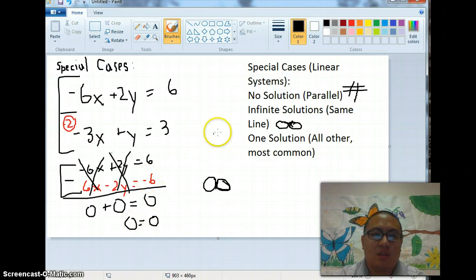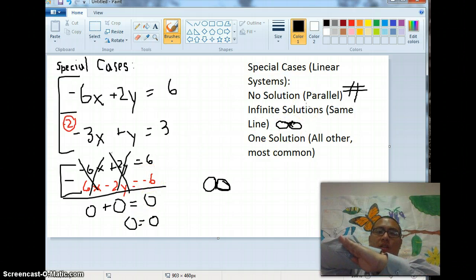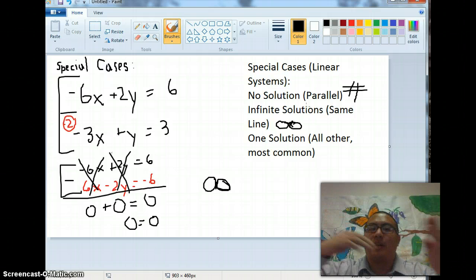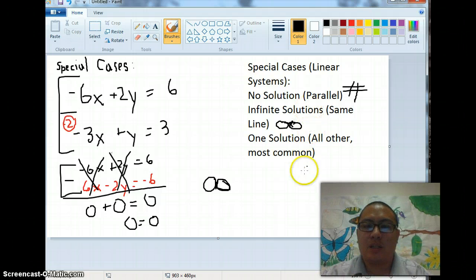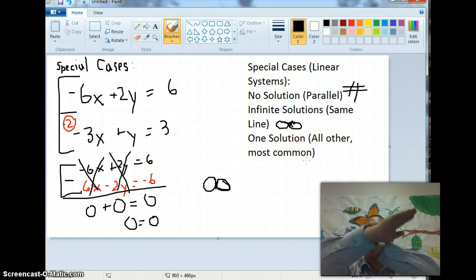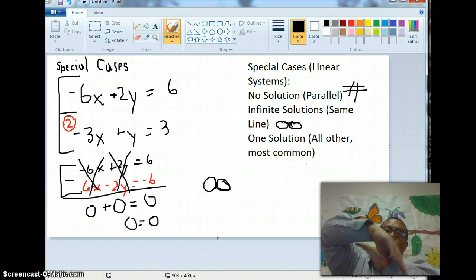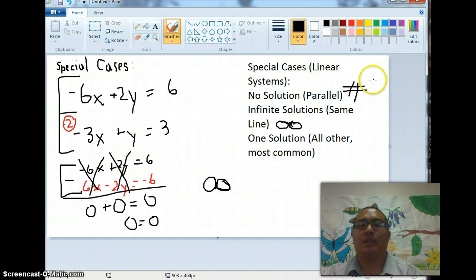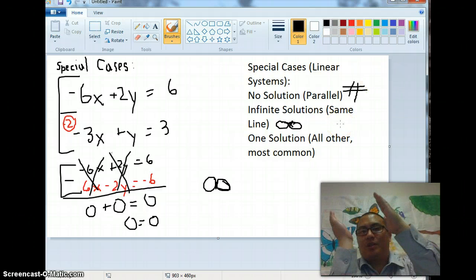Infinite solutions means you have two lines and they're hitting each other constantly because they're the same line, right? One on top of the other. Infinite solutions, you keep hitting each other. And one solution is the most common one. It's just two lines hitting each other like this, or like this, or like this. And parallel is just, they're parallel.